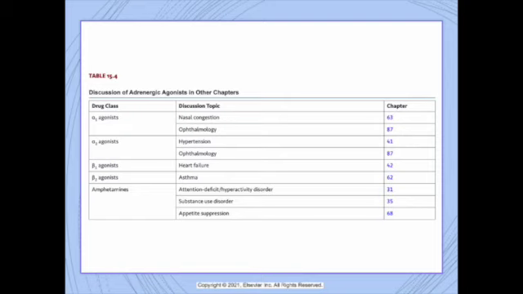If you want a little bit more detail or a review as we prep and get ready for the final, other chapters in our text that talked about the alpha-1 and alpha-2 and the beta-1 and beta-2 agonists can be found in these respective pages.